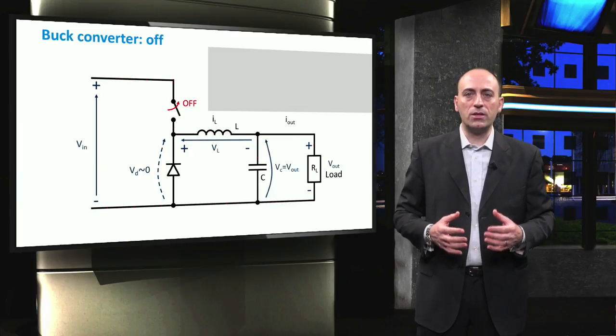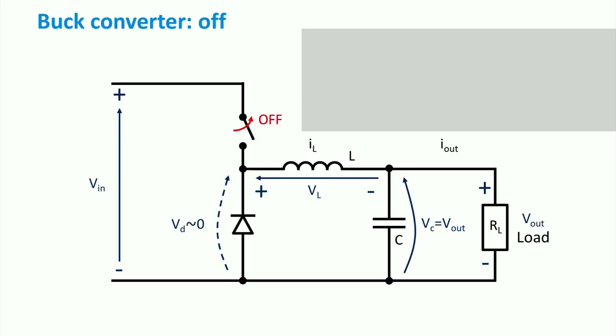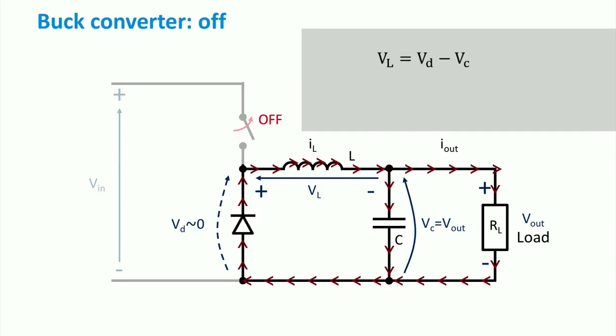When the switch is off, the current flows only in this part of the circuit. Here, the energy that has been stored in the coil as magnetic field will drive the current towards the resistive load with the help of the flyback diode. Now, with the Kirchhoff law during the off mode, we obtain the voltage across the inductor expressed as the difference between the voltage across the flyback diode and the voltage across the capacitor or the output voltage.